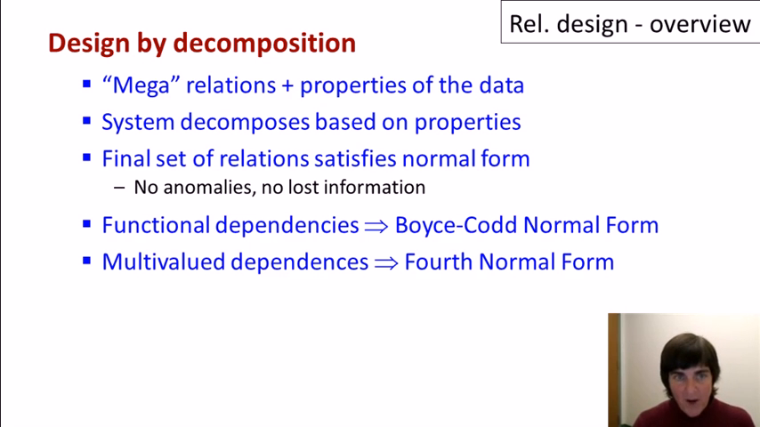We'll start by specifying properties as functional dependencies, and from there the system will guarantee Boyce-Codd normal form. And then we'll add to that properties specified as multi-valued dependencies, and from there the system will guarantee fourth normal form, which is even stronger than Boyce-Codd normal form and is generally thought to be good relational design.